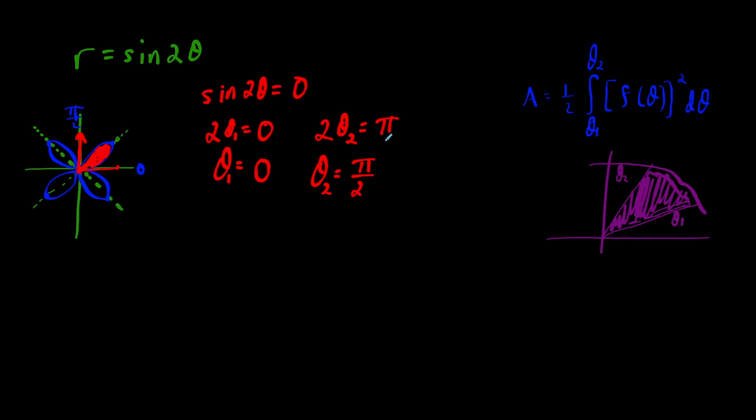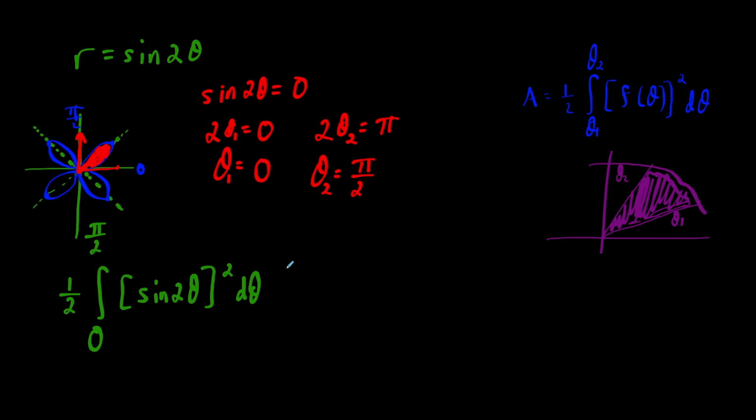So now we just plug into the formula. We've got the area is equal to 1/2 the integral from 0 to pi over 2. And now our function is sine of 2 theta. And this function is being squared.